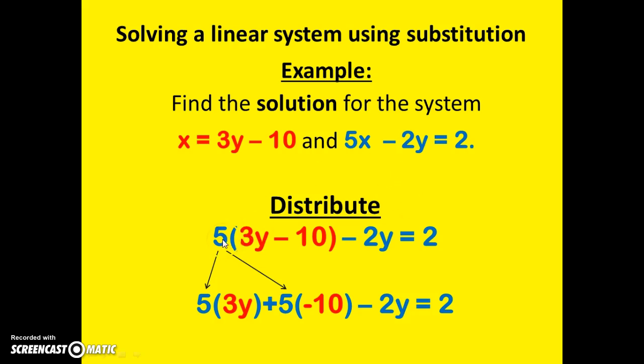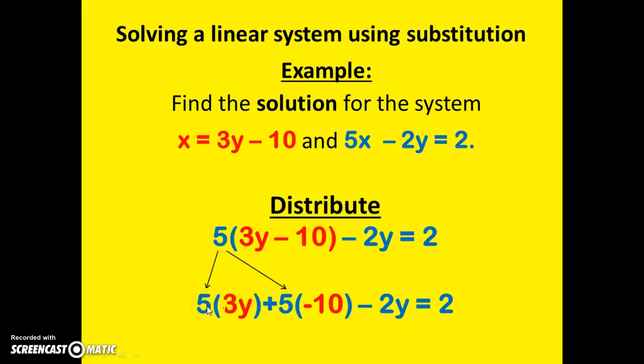Okay, so we have the 5 times 3y minus 10, and whenever you have a parenthesis with a number in front of it, that tells you that you're going to have to do some multiplying. You're going to have to distribute whatever's in front of that expression. So the 5 multiplies the 3y, and the 5 multiplies the negative 10. Now notice I use the word and, and and always means plus.